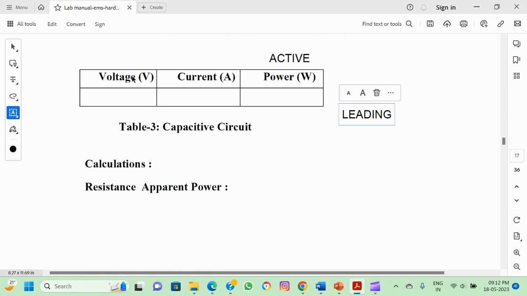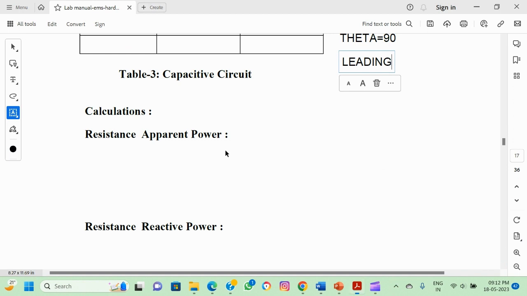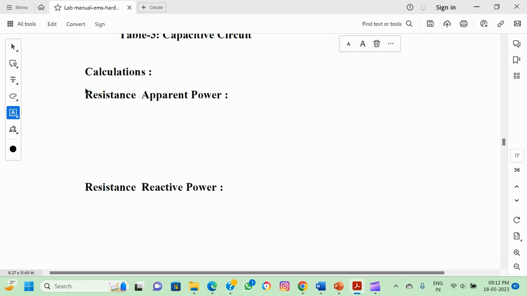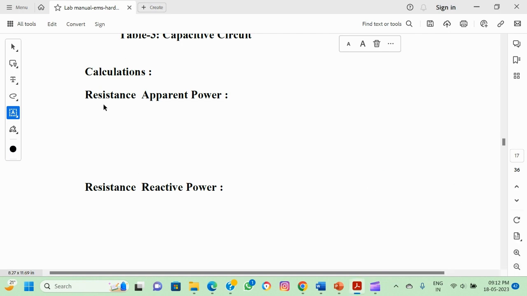But here the capacitance and inductance which we have used are not pure, so the angle may not be exactly 90; that we have to calculate. Okay, now how to calculate this? Apparent power, what is the apparent power formula? Apparent power will be calculated as V multiplied by I.